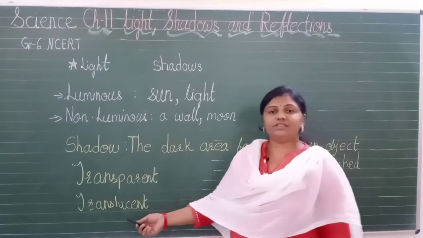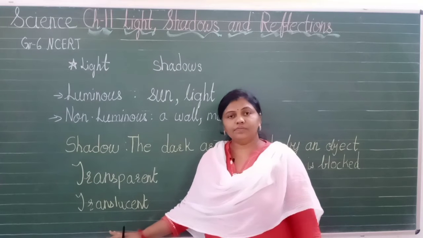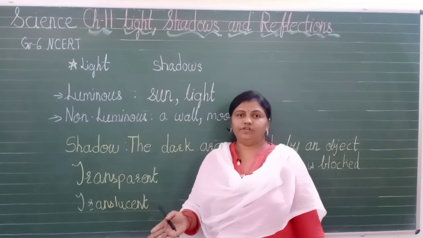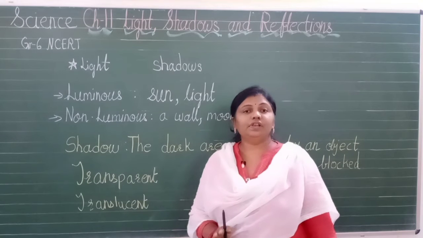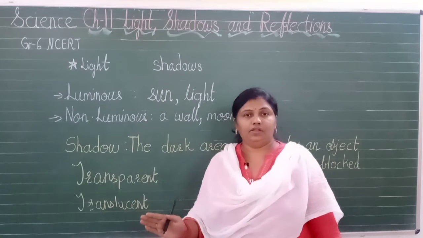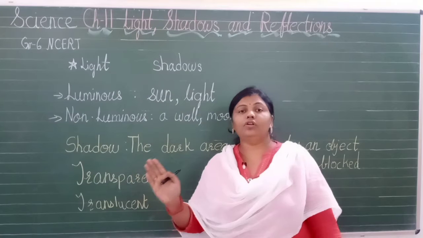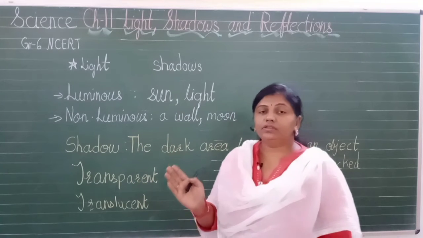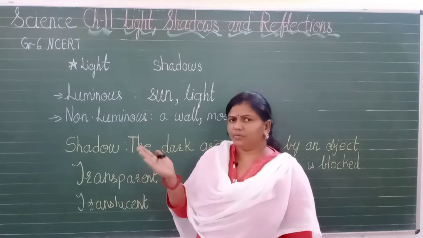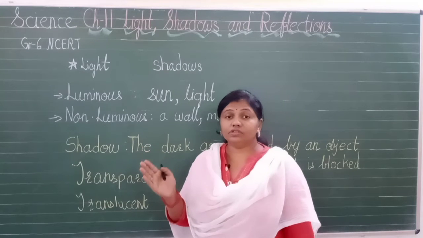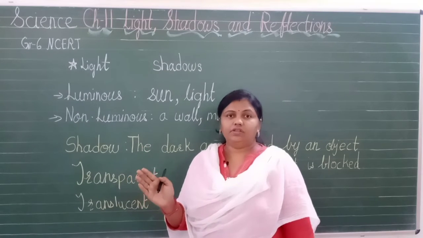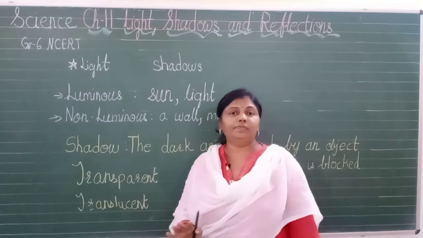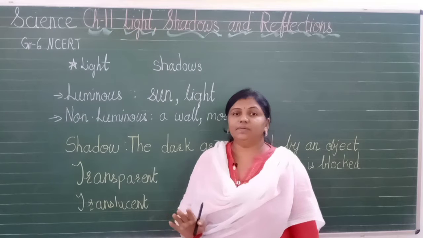Now what is a translucent? Translucent means it allows some part of light to pass through it, but not fully. Light will not travel fully through it. You can see things only partly. You will not see a clear image. The image obtained through a translucent object will not be clear. It will be semi-clear.